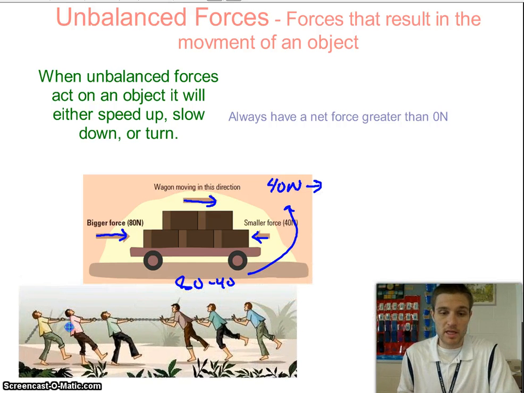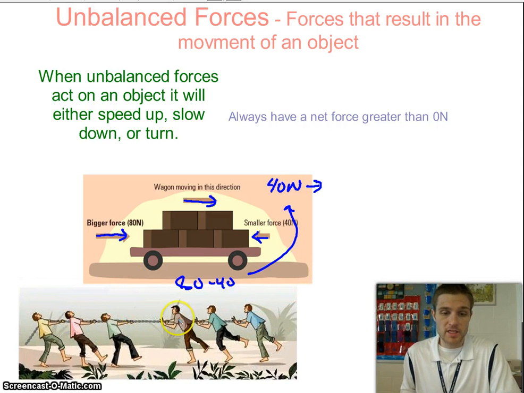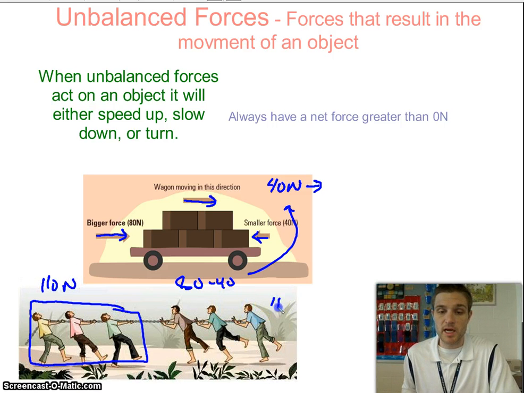So if I was to look at these tug of wars, we can see this side over here is pulling harder than this side over here. Maybe they're pulling with 110 newtons, this side's only pulling with 100 newtons. So when we do that, we have that displacement of those people, or the movement of those people, because of the unbalanced forces acting on them.